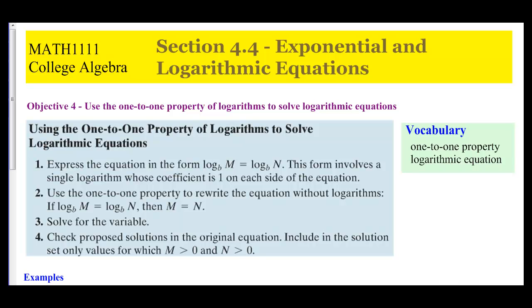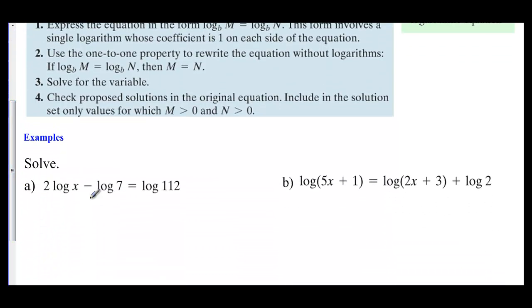All right, let's talk about the one-to-one property of logarithms. This is a similar idea to whenever we have the same base to a power equals the same base to a power, that we can drop the bases. Well, if we have one log statement on each side and it's the same base, then we can drop the log statements. So for A, we have 2 log x minus log 7 equals log of 112.